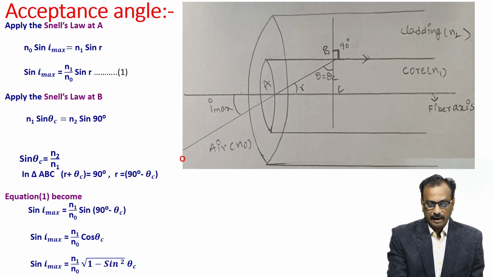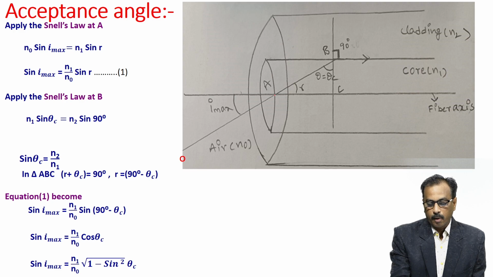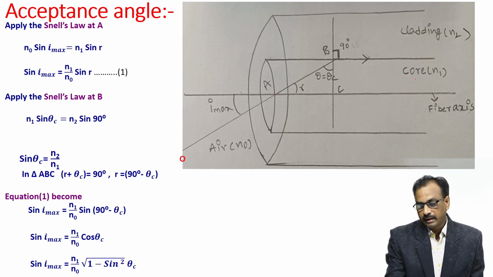Suppose a light ray is launched into the optical fiber through the air medium. Now it enters into the core material at point A and gets refracted, and the angle of refraction is R. It continues to transmit through the core material and strikes at the core-clad interface. This is the core material with refractive index N1. This is the cladding with refractive index N2.